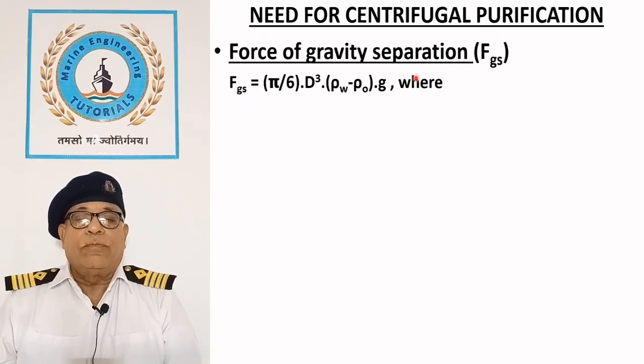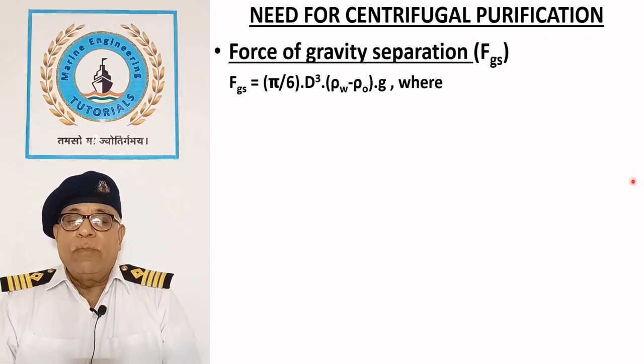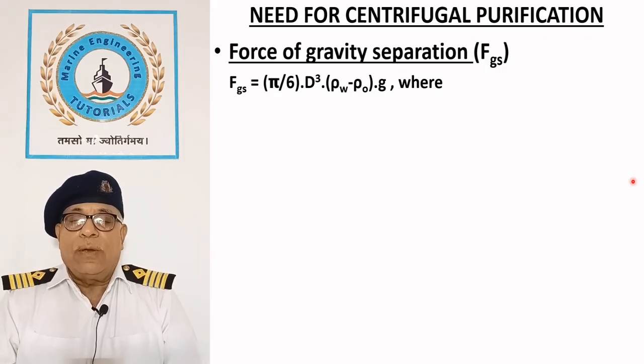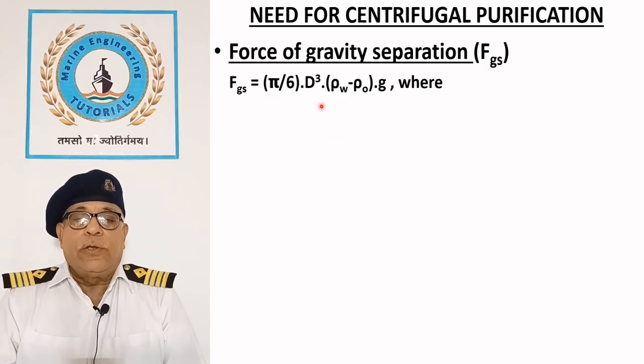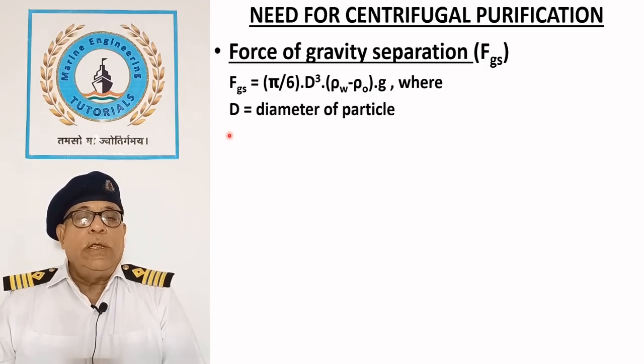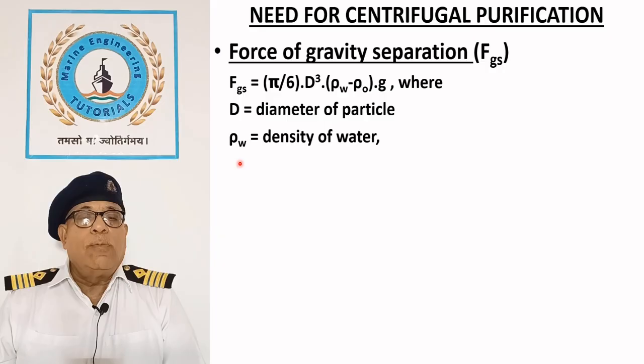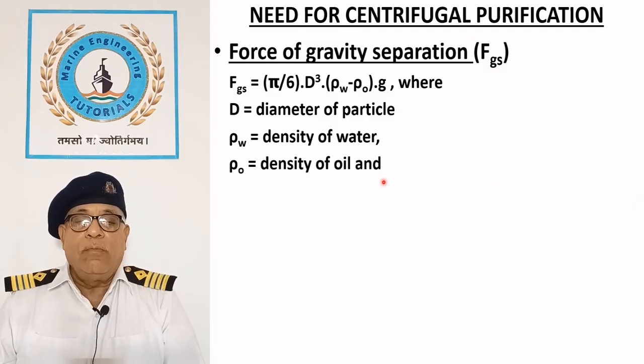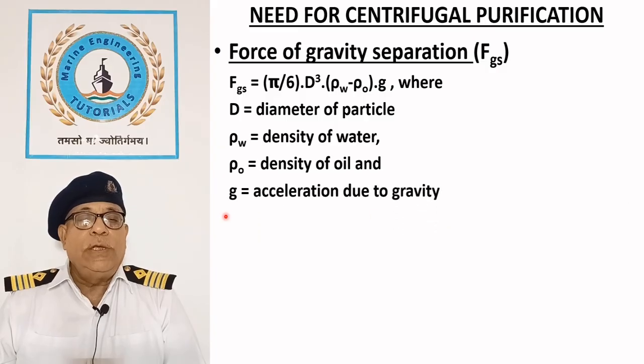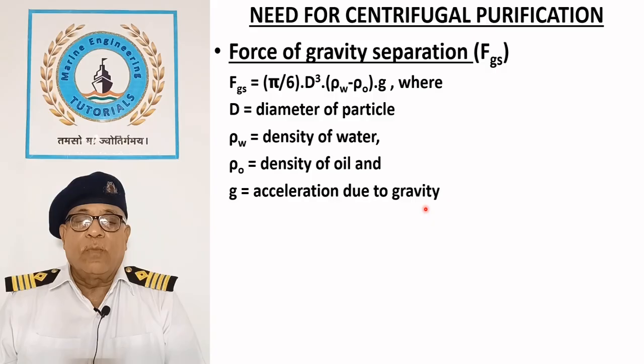Force of gravity separation. The force of gravity separation, FGS, is given by the equation FGS = π/6 d³ (ρw − ρo) g, where d is the diameter of the particle, ρw is the density of water, ρo is the density of oil, and g is the acceleration due to gravity.